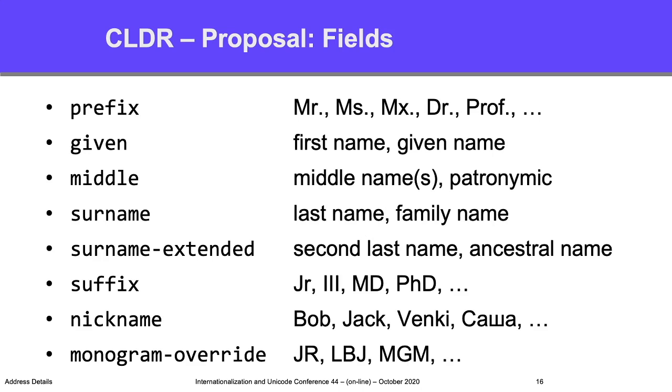They should again look familiar. Prefix, like Mr., Mrs., Doctor, Professor. Given, middle, surname, like your first name, middle name, family names. Surname extended to handle second last name for Hispanic, Spanish and Portuguese. Ancestral names for Arabic. Suffix, so you can handle generation indicators like junior, the third, or professional titles. Nickname, how a person prefers to be referred to in a more informal sense, like Jack, Venki, or Sasha.